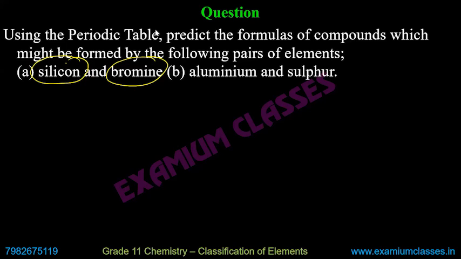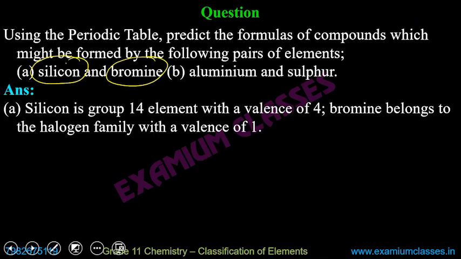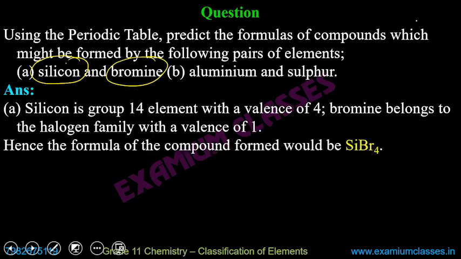The Al2S3. Okay, why? Because aluminum belongs to the 13th group, so its valency would be 3, and sulfur belongs to the 16th group, so its valency would be 2, because it has 6 electrons in the outermost shell. So valency is 8 minus 6 equals 2. So formula is Al2S3. Fine, good.